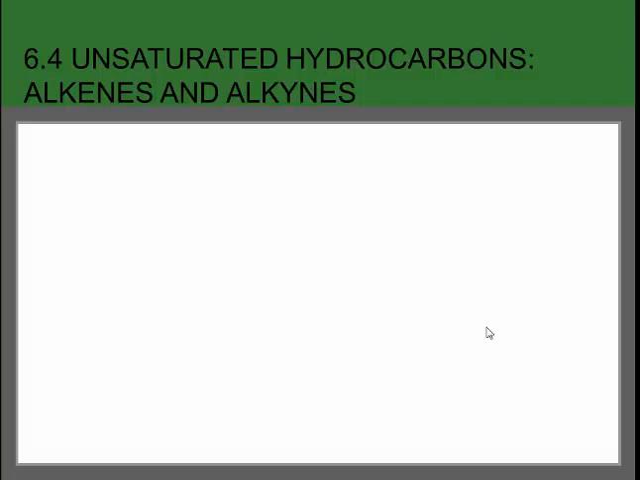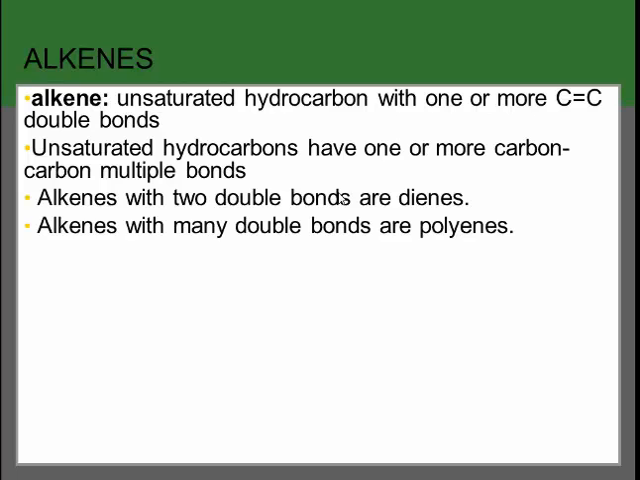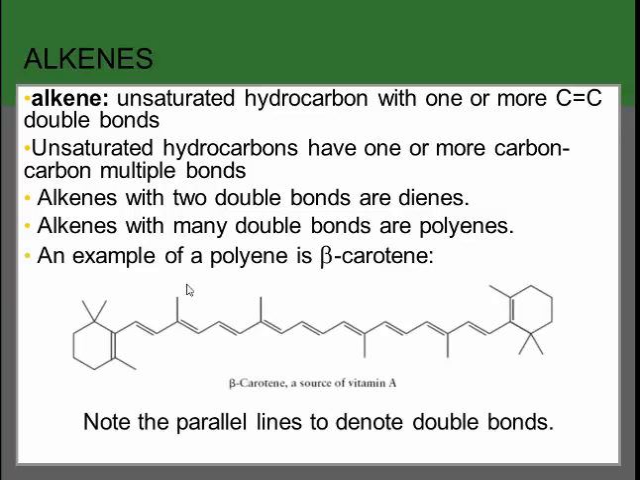So section 6.4 will discuss unsaturated hydrocarbons, both alkenes and alkynes. Alkenes are unsaturated hydrocarbons with one or more carbon-carbon double bonds. And they have one or more carbon-carbon multiple bonds. That's an unsaturated hydrocarbon. Alkenes with two double bonds are called dienes. Alkenes with many double bonds are called polyenes. An example of a polyene is beta-carotene, shown here in the skeletal line drawing.